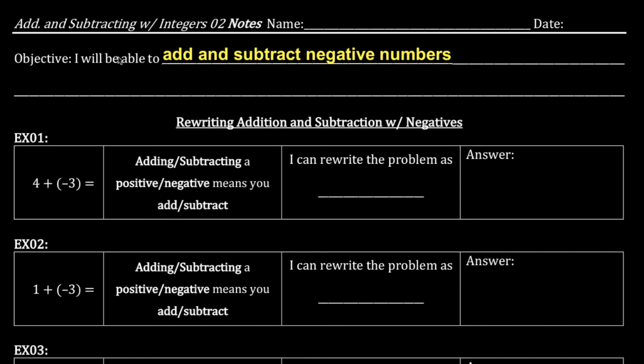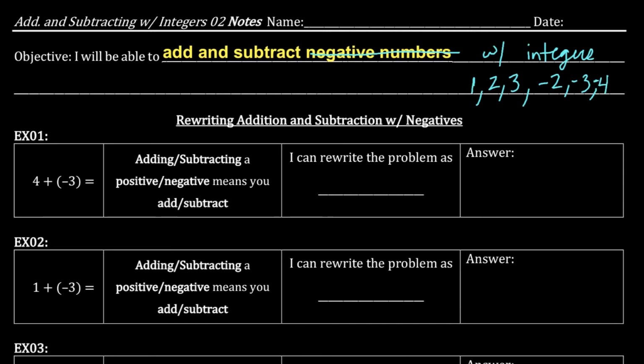So in this lesson, we are going to add and subtract with integers. Now, don't get me wrong, we're going to use negative numbers, but we're also going to use positives. So integers would be positive numbers such as 1, 2, 3, like positive whole numbers, and negative numbers.